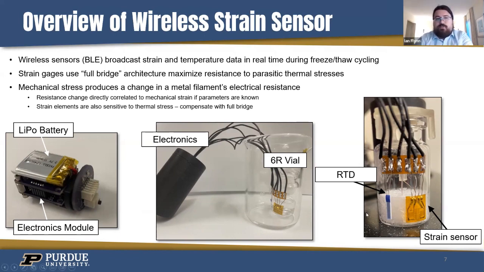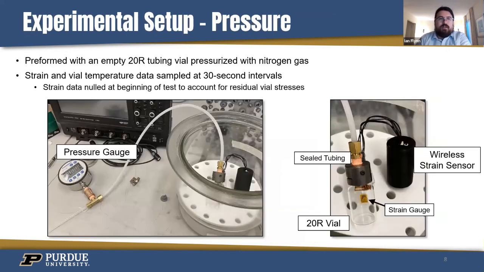Most importantly, the strain gauge we're using is full bridge architecture, which is going to maximize resistance to the parasitic thermal stresses, but it's going to result in a mixture of your hoop and axial strains, which I will get into in just a minute here. We're getting these strain results from mechanical stresses producing a change in the metal filament's electrical resistance, which, if you know other given parameters, you can calculate how much strain is being produced.